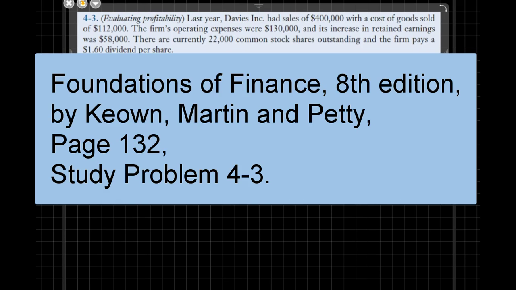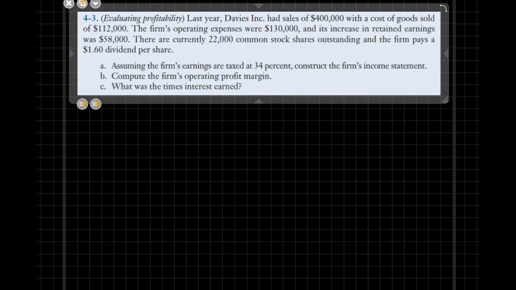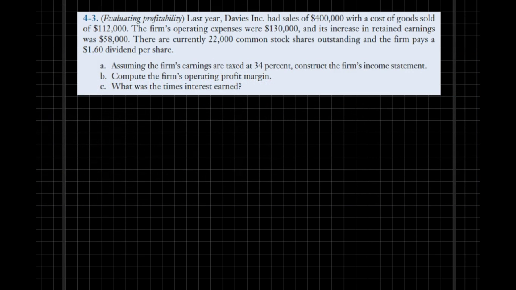We'll now go over study problem 4-3, page 132 from our textbook. Let's first figure out what the givens in the problem are. We are provided with sales figure, cost of goods sold, and operating expenses. Besides, we are also given some extra information such as retained earnings, how many shares are outstanding for the firm, and dividends per share.